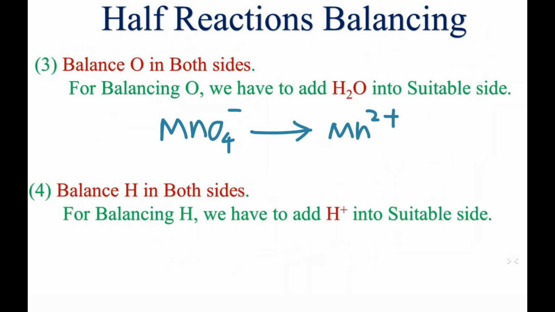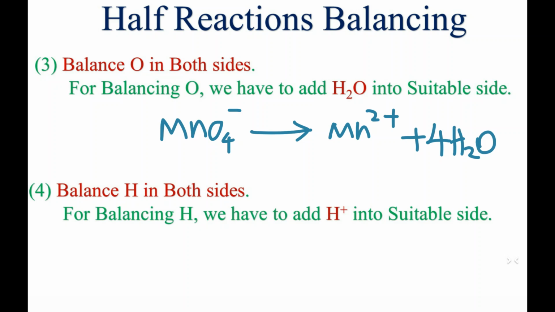Our third rule is balance oxygen on both sides. For balancing oxygen we have to add H2O molecules to the suitable side. Now consider our previous example. In this example you can see on the left side there are 4 oxygen atoms, so we have to add 4 H2O molecules to the right side. Now you can see oxygen is balanced.